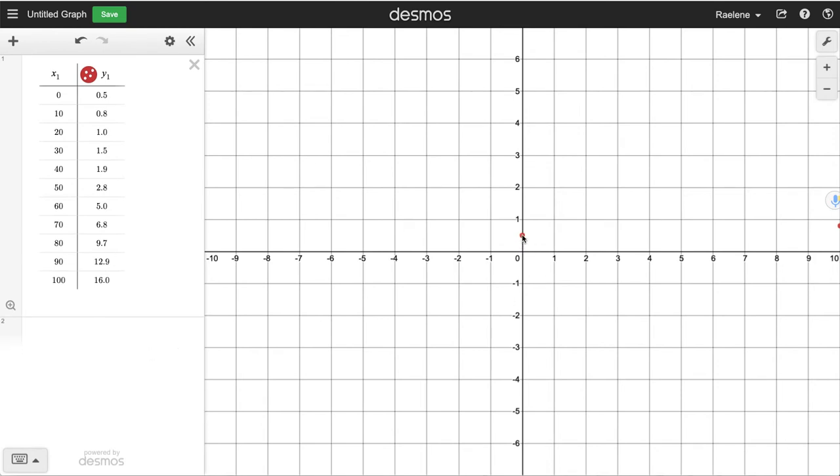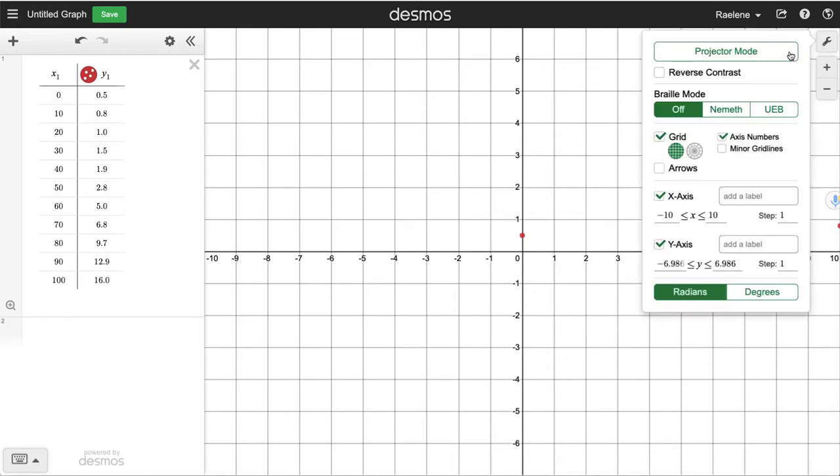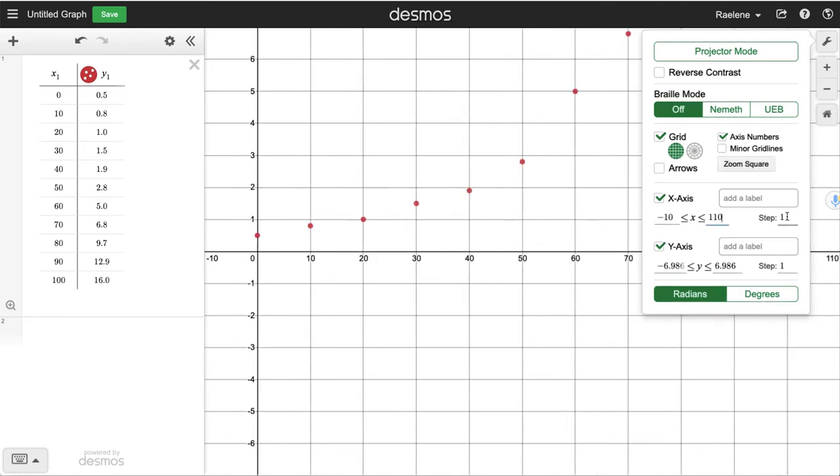Now we want to make sure to customize the window, which we can do using this wrench icon to come up with the graph settings. We can see that there are x-axis and y-axis values. I want my x-axis to go a little bit smaller than the smallest x and a little bit larger than the largest x. So -10 to 110 would be good. And I don't want to step by 1 because that's too many tick marks or too many grid marks. I'm going to step by 10, which the graph is already seeming to do.